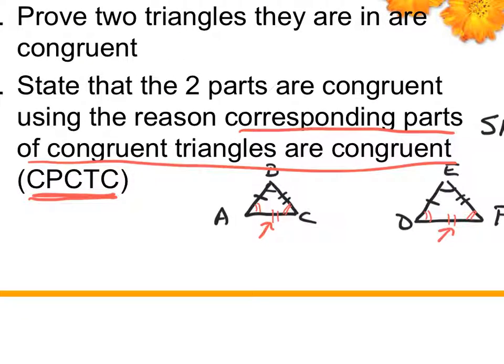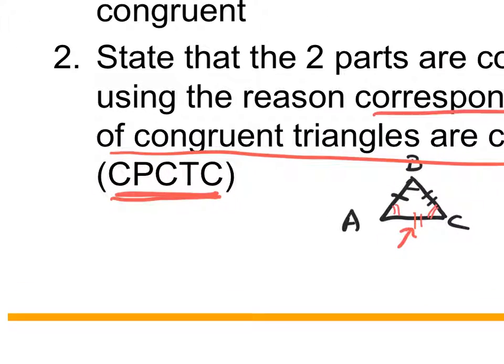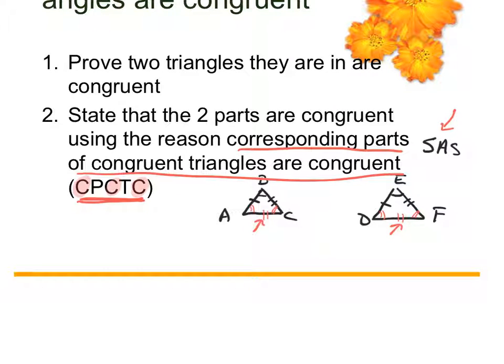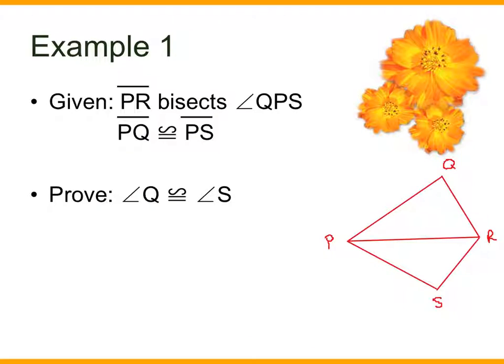Notice that every other letter is a C, in case you forget what this is. Every other letter is a C. CPCTC: the corresponding parts of congruent triangles are congruent. I don't expect you to remember that whole long thing, but at least remember CPCTC. That says if two triangles are congruent, then their parts are congruent as well.